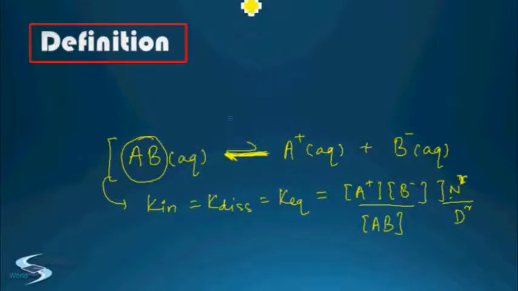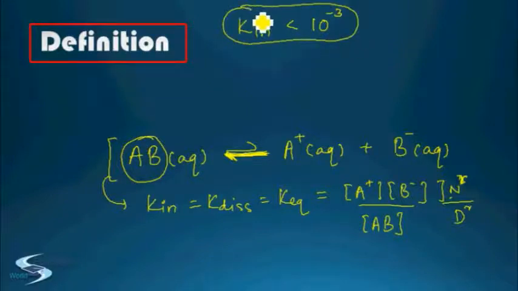So how low a value of K equilibrium is considered to be very low? Weak electrolytes are electrolytes for which the equilibrium constant of this dissociation or ionization reaction is less than 10 to the power minus 3. So whenever you are given an electrolyte in the exam for which K ionization is less than 10 to the power minus 3, it can have any value, 10 to the power minus 5, 10 to the power minus 14, any random value which is less than 10 to the power minus 3, you can assume it to be a weak electrolyte, and whatever analysis we will see now is applicable over there.